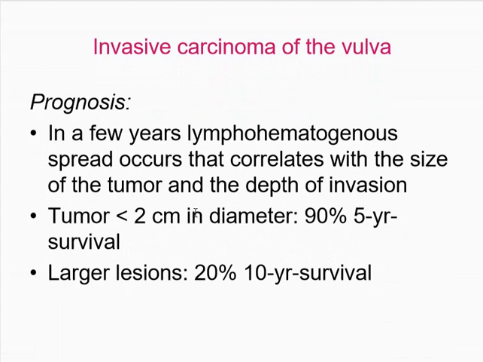The prognosis of vulval carcinoma is dependent on size of the lesion and depth of invasion. If the lesion is smaller than 2 centimeters, then the prognosis is relatively good, with 90% 5-year survival. Larger lesions are associated with poor prognosis. The larger the tumor or the deeper it invades, the more common lymphogenic and hematogenous metastases are.